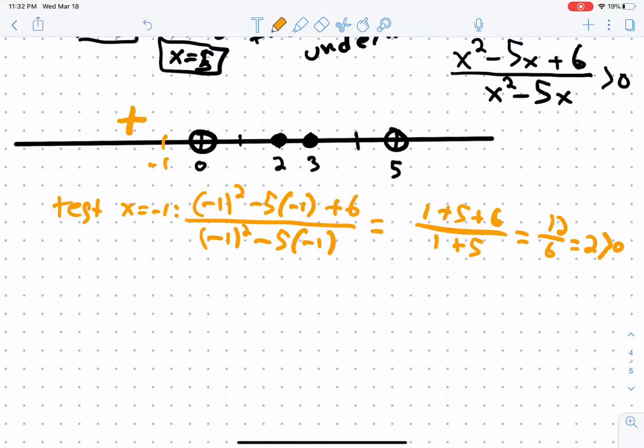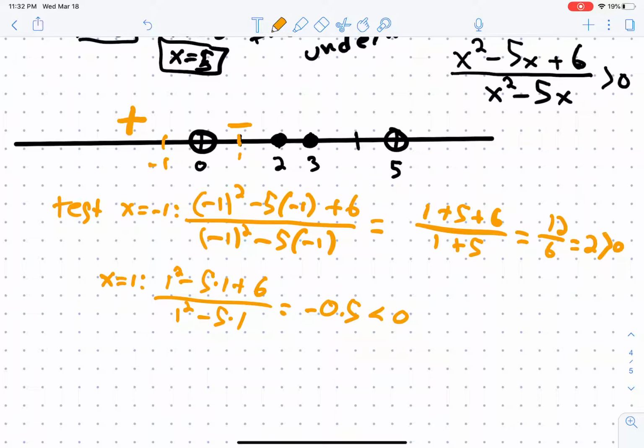So the next interval goes between 0 and 2. I'm going to choose the point 1, just right in between them. So testing x equal 1. What is it? It's 1 squared minus 5 times 1 plus 6 over 1 squared minus 5 times 1. And if we plug those in, then we get, here we go, negative 0.5. So that's negative. This one is negative.